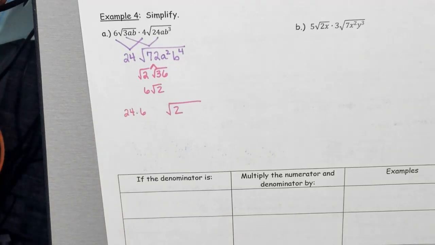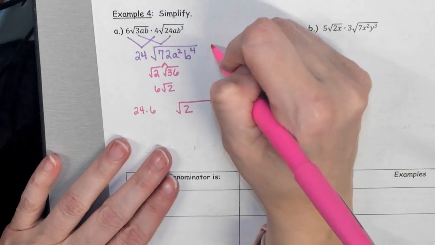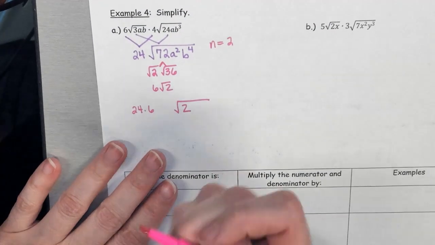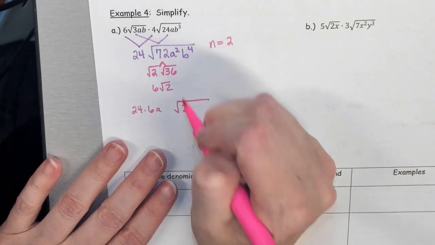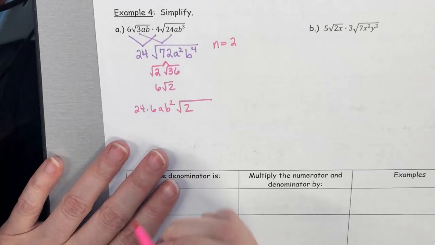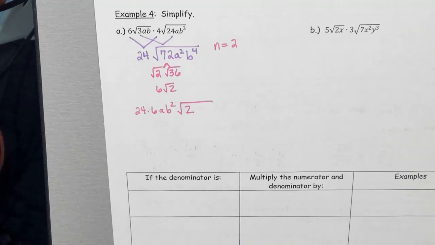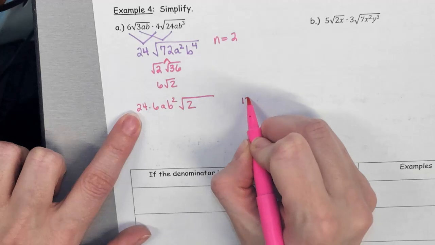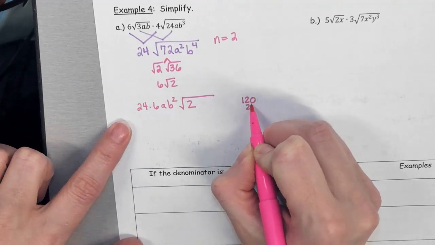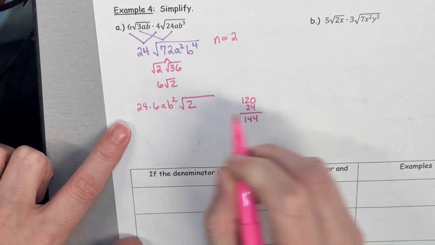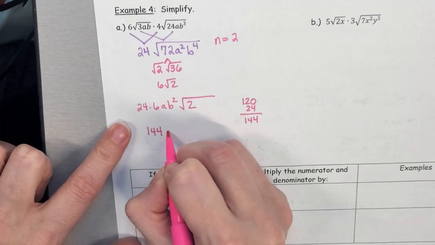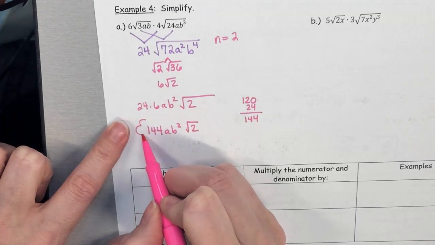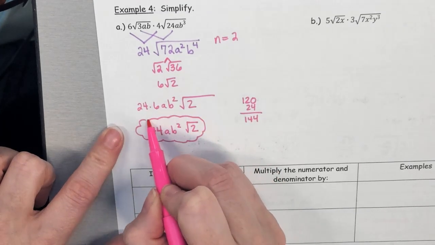Okay, so for A, again, remember, it's all about the index number. If it's a square root, the index is 2. 2 goes into itself once, 2 goes into 4 twice. Okay, and then if you're multiplying 24 times 6, it might be easier to just do 20 times 6, which is 120. 4 times 6, which was 24. Okay, so you have 144 AB squared, square root of 2. That is your final answer.